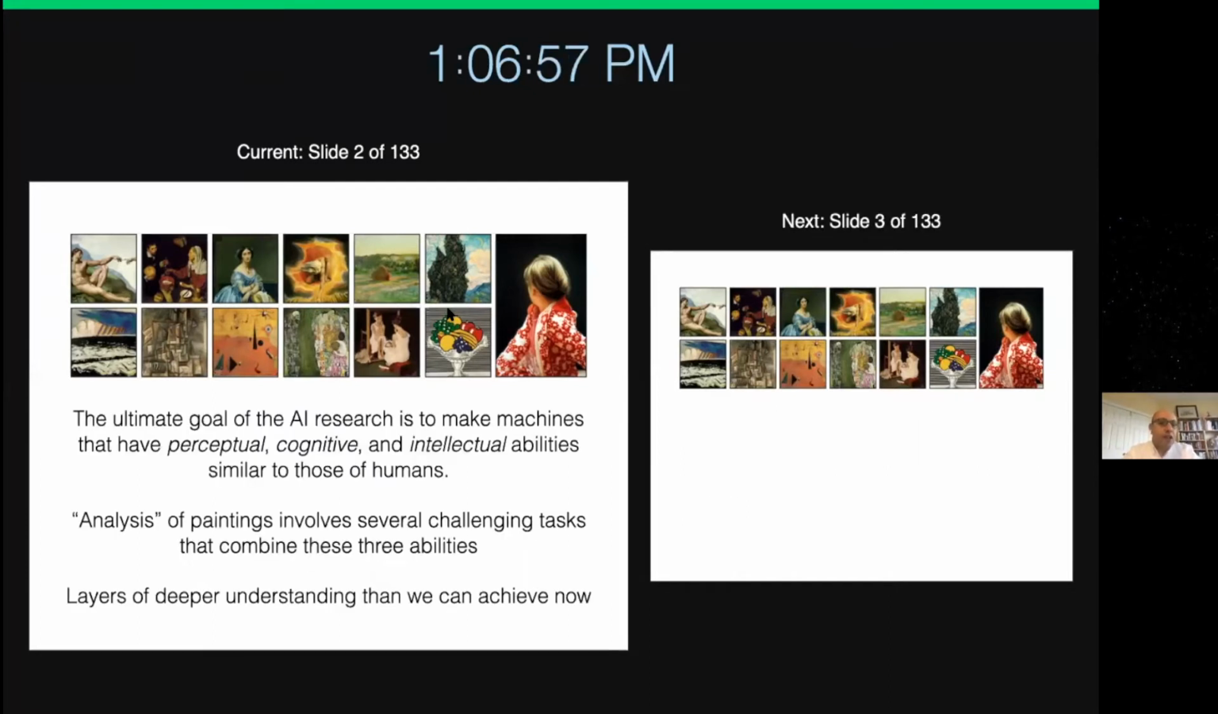However, we realize that when you look at art, it is much more than that. There are layers and layers of context, historical context, social context, understanding. There are emotions that happen. Art is not about object recognition or scene recognition. It's much more. And since the ultimate goal of AI research is to make machines that have perceptual, cognitive, and intellectual abilities similar to those of humans, I find that analysis of paintings, whatever the analysis means, actually involves all these tasks: perception, cognition, and intellectual abilities. That's why I think it's very important to advance AI to look at art and try to understand art the same way humans do.